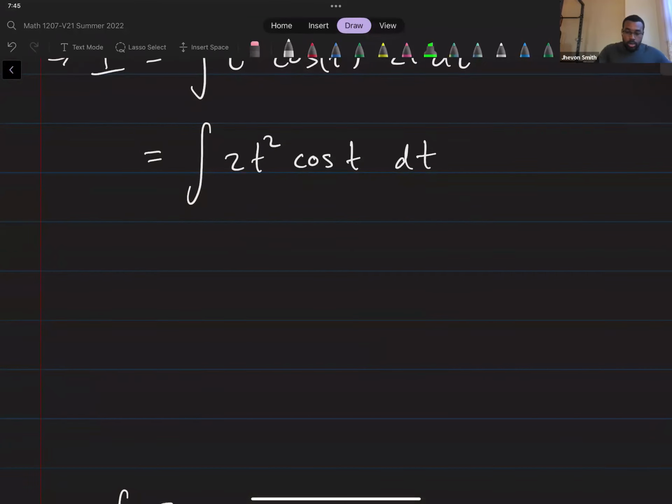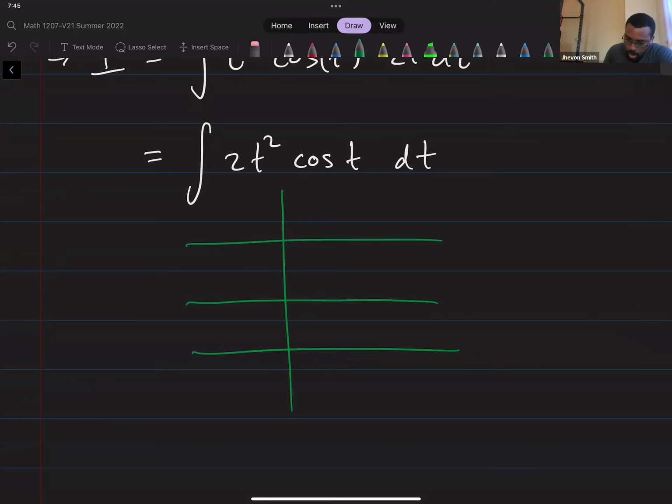Now that one is a candidate for integration by parts. I also realized that I'd have to do this repeatedly, so I'd probably do the tabular method. Differentiate the 2t squared, I get 4t. Differentiate that, I get 4. Differentiate that, I get 0. Stop at 0. Integral of cosine is sine. Integral of that is minus cosine. Integral of that is minus sine.